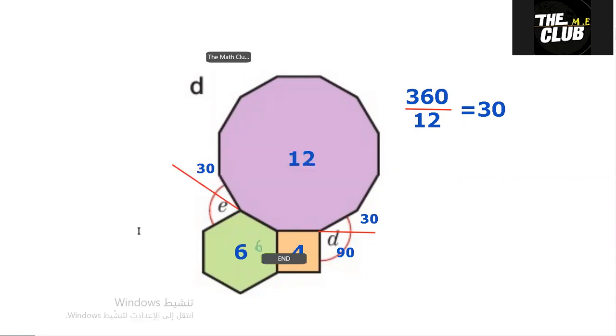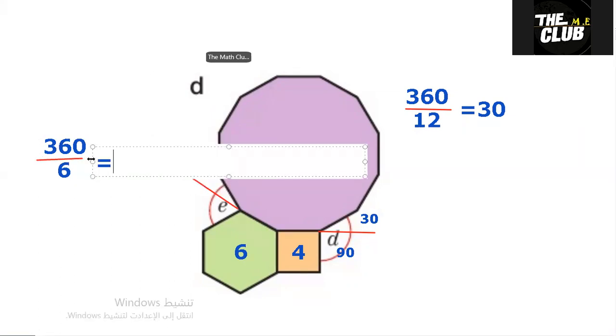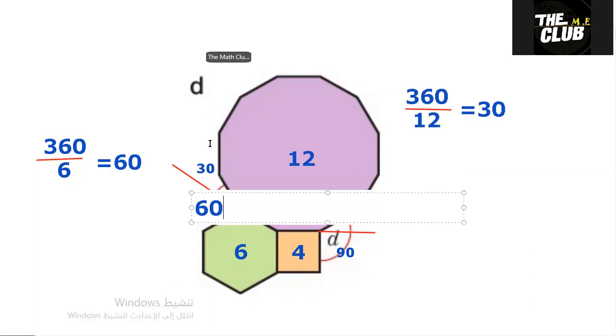At the end, I'm going to find the exterior angle of a hexagon. I'm going to do the same idea. 360 divided by 6. Let me make a fraction line over here, and then an equal sign. So 360 divided by 6 equals 60. So the exterior angle of a hexagon is 60.